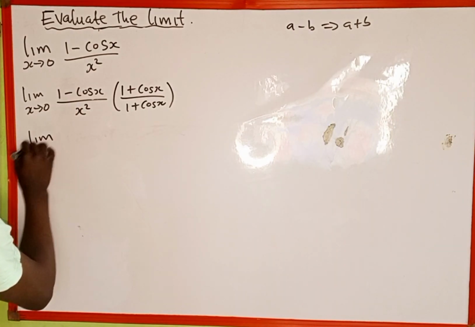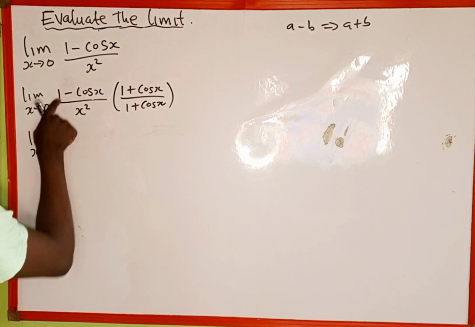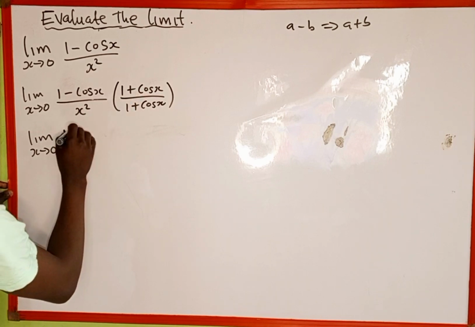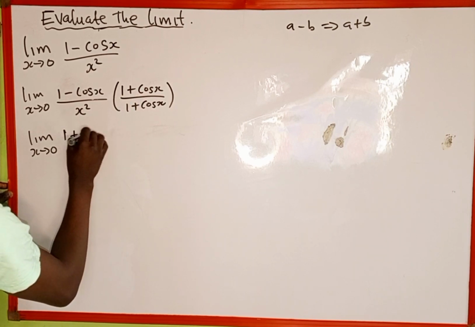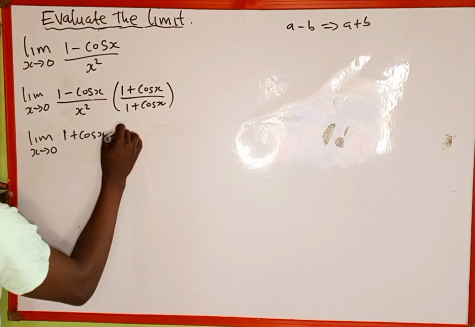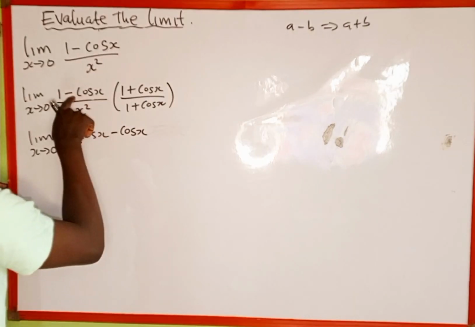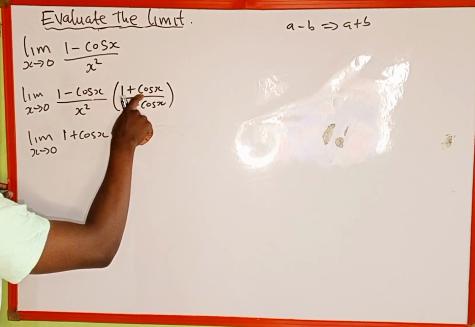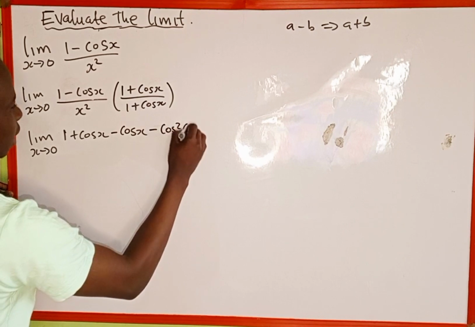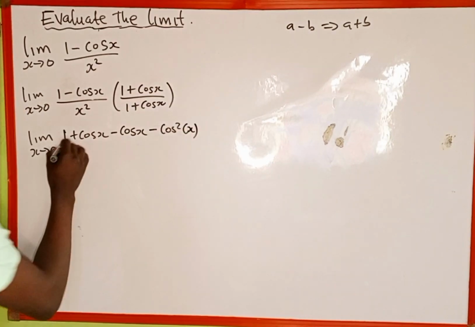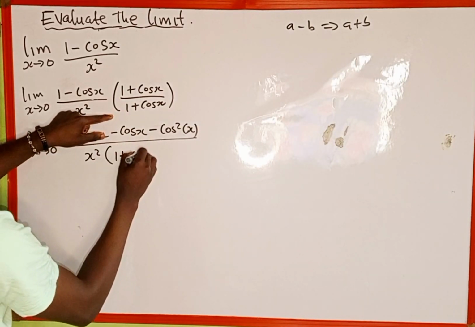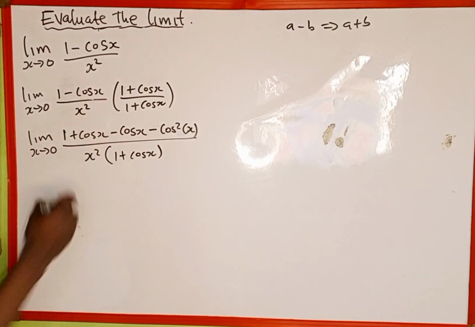So limit as x approaches 0, then 1 multiplied by 1 is going to give us 1. Then 1 multiplied by cos x is going to give us a positive cos x. Then negative cosine x multiplied by 1 is going to give us negative cosine x. Then negative cosine x multiplied by positive cosine x is going to give us negative cos square x. So everything divided by what? X to power 2, then multiply by 1 plus cosine x. We are not going to touch the denominator.